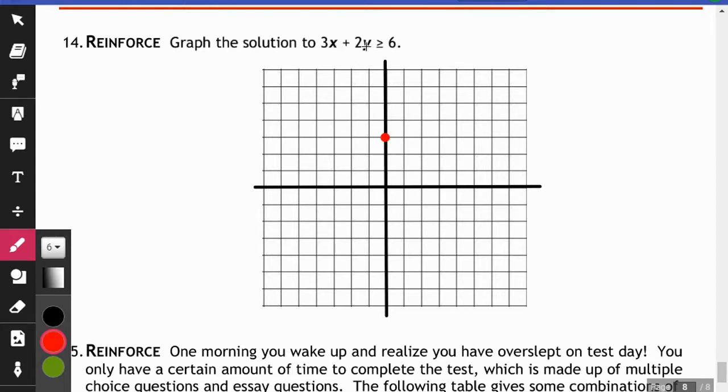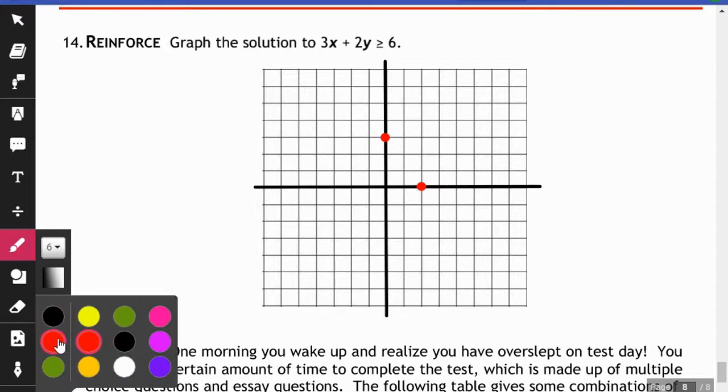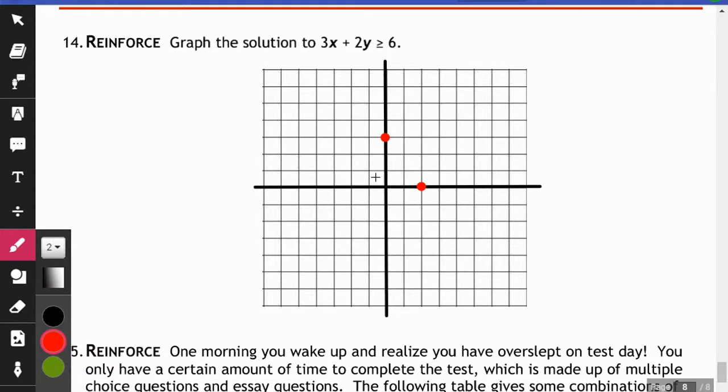If y is 0, x is 2. And there we go. Those are our 2 points that I used to graph. I graphed those 2 points. And then I can just go here, make this be 2 again, and I'm going to go over 2 and up 3. So something like that. I know it's not perfectly straight, but the world isn't perfect.